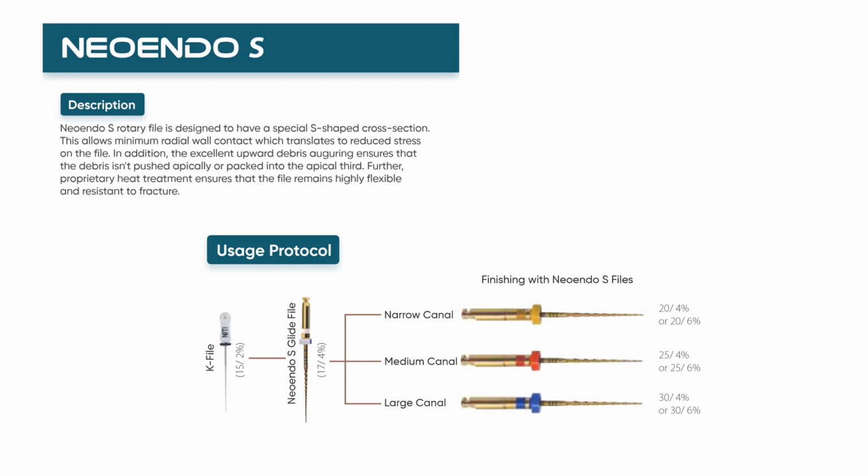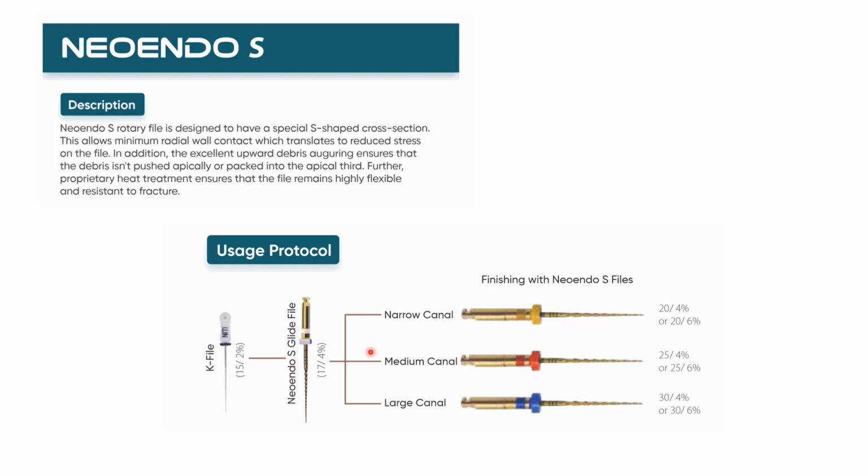Another one from NeoEndo is NeoEndo S. So these are the rotary files. They have a special S-shaped cross section, and the perfect advantage of this S-shaped cross section is that it allows minimal radial wall contact, so the amount of stress on the file will be reduced and there will be fewer chances of file breakage. So after using your K file, you have to use your NeoEndo S glide path file that is having a 17 and 4% taper.